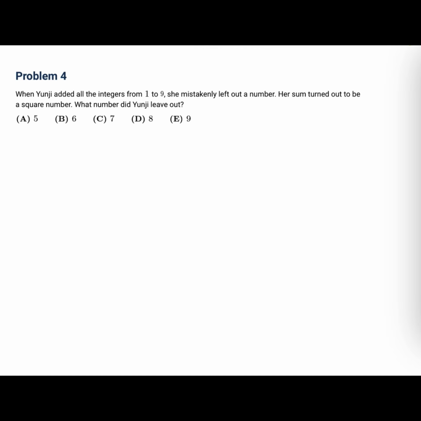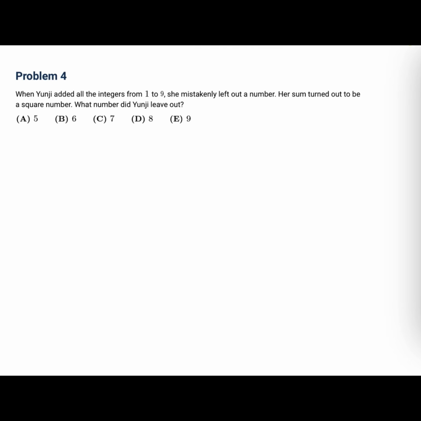Problem 4. When Yunji added all the integers from 1 to 9, she mistakenly left out a number. Her sum turned out to be a square number. What number did Yunji leave out? So the easiest way to go about this problem is to add up all the numbers from 1 to 9, find the next square that is smaller than our sum, and find their difference.